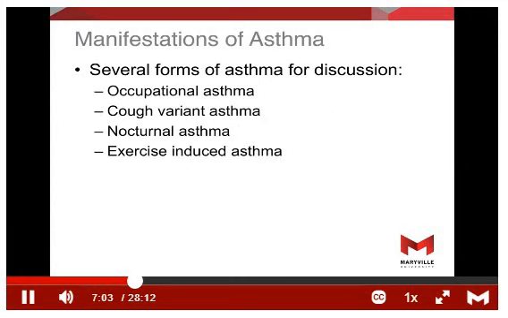Manifestations of asthma. There are several forms of asthma for discussion: occupational asthma, cough variant asthma, nocturnal asthma, and exercise-induced asthma. Some of these terminologies have also gone away with newer guidelines. Exercise-induced is now more intermittent asthma. But these are things we have to look at and think about, especially occupational. They work in an environment where they're working with dust or drywall. They could get asthma that's not typical asthma, it's occupational asthma. So we need to evaluate these.